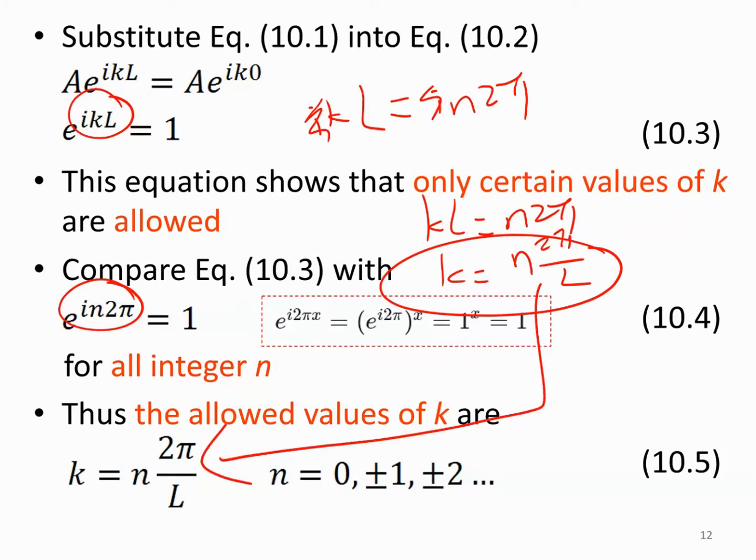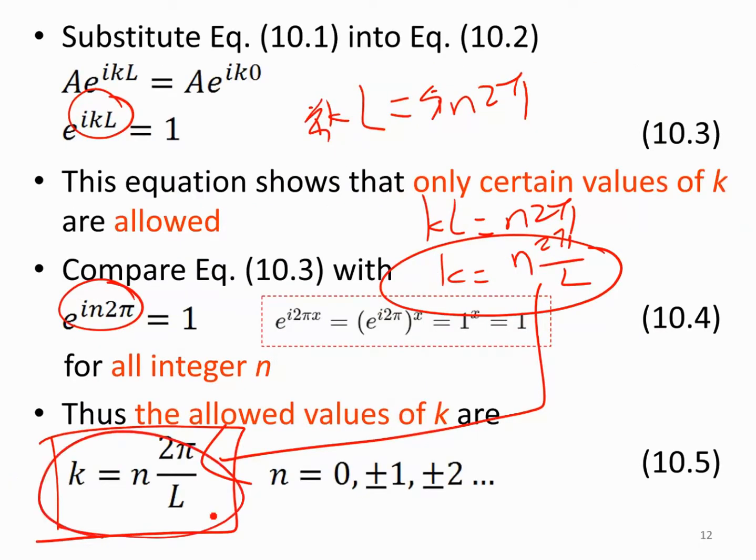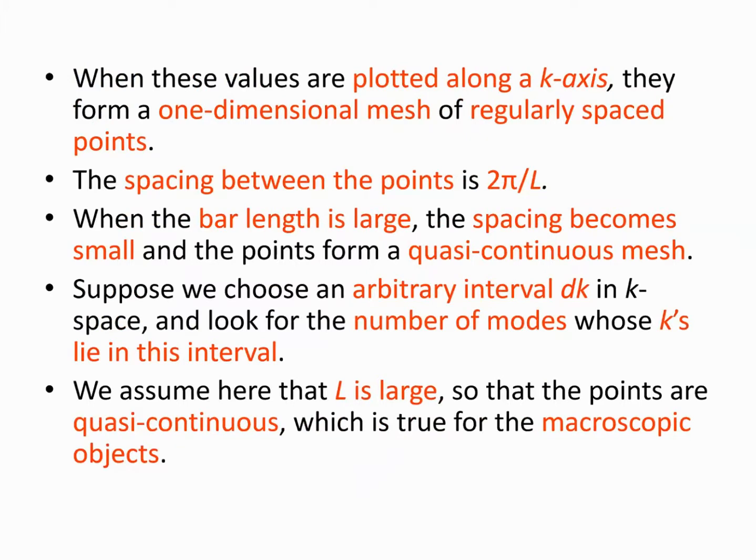So the allowed value of k equals n2π over L, where n equals 0, plus minus 1, plus minus 2, and so forth and so on. So this is the allowed value of k. So now we plot this allowed value of k along a k axis. So they form a one-dimensional mass of regularly spaced points.